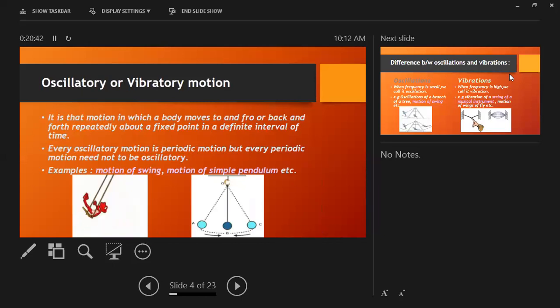Oscillating motion is periodic motion, but every periodic motion need not be oscillating. Listen: not all oscillating motions are periodic motion. So, can you give me an example for that? A periodic motion is an oscillating motion, but not all oscillating motions are periodic motion.